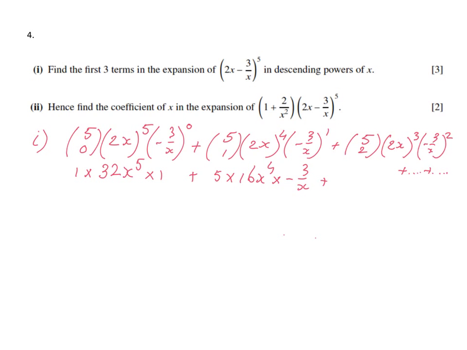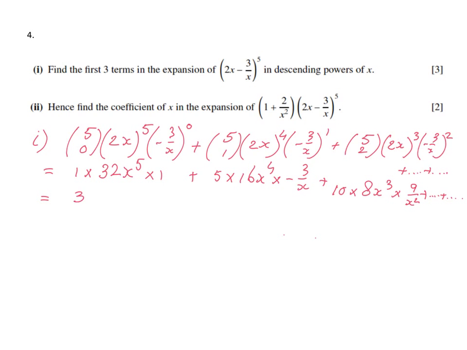And that third term will be, and I'll just use my calculator for that first part, 10 it is, times 2 to the power 3, so 8 x to the power 3 times now a positive 9 over x squared. Okay, so that becomes positive. Minus 3 over x times minus 3 over x is a positive 9 over x squared. And again, I just want to put some dots there because there will be more terms if I would expand the entire binomial.